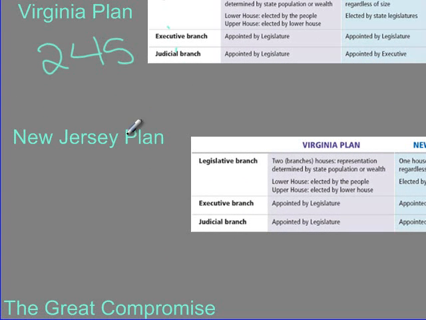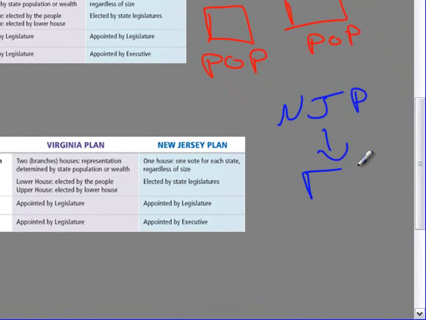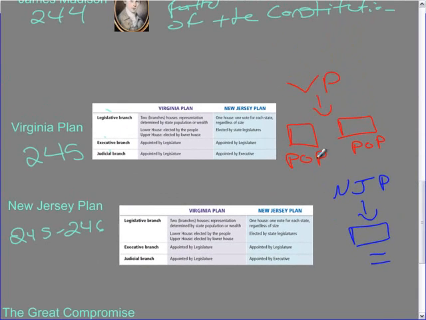So what do they do? They come up with the New Jersey Plan, which is on page 245 and also carries over to page 246. The New Jersey Plan is a little different. They decide that they want to have one house in the legislative branch. This is where the laws are made, where you would send the representatives, and every state would be equal. In the Virginia Plan, you get more votes and more representation the bigger your state is. New Jersey Plan, everybody's going to be the same.